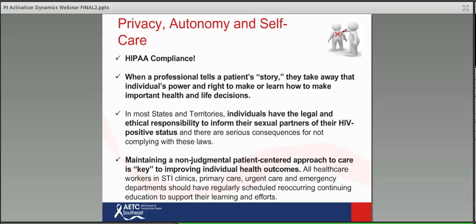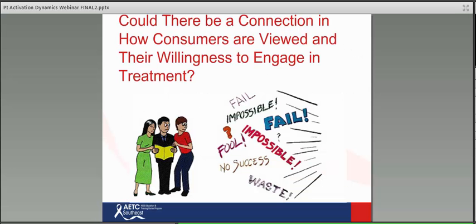hears a patient's story, we're taking away a very important part of them. And if we share that information, we're taking away their power and their right to make or to learn how to make important health care and life decisions for themselves. Individuals have the legal and ethical responsibility, remember, in HIV to inform their sexual partners of their HIV positive status. We need to remind our patients of this as well, but we don't need to do it for them. And we do need to maintain a non-judgmental, patient-centered approach to care, which is key to improving individual patient health outcomes.